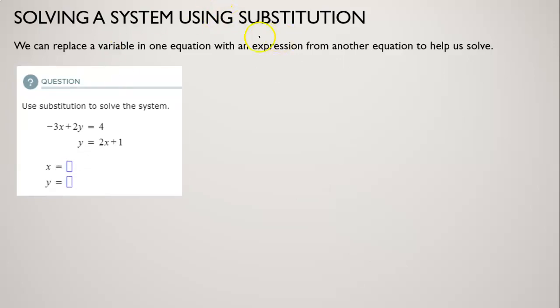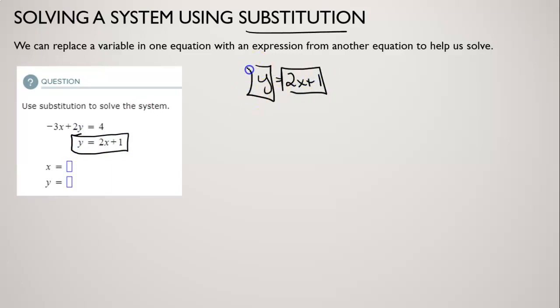Now, same topic. You don't need to go on to a new topic. We're still on substitution. Everything will not always have both y's isolated. I want you to find the equation that has y isolated, which is that one. y is equal to 2x plus 1. What that's telling you is you can replace y in the other equation with 2x plus 1.